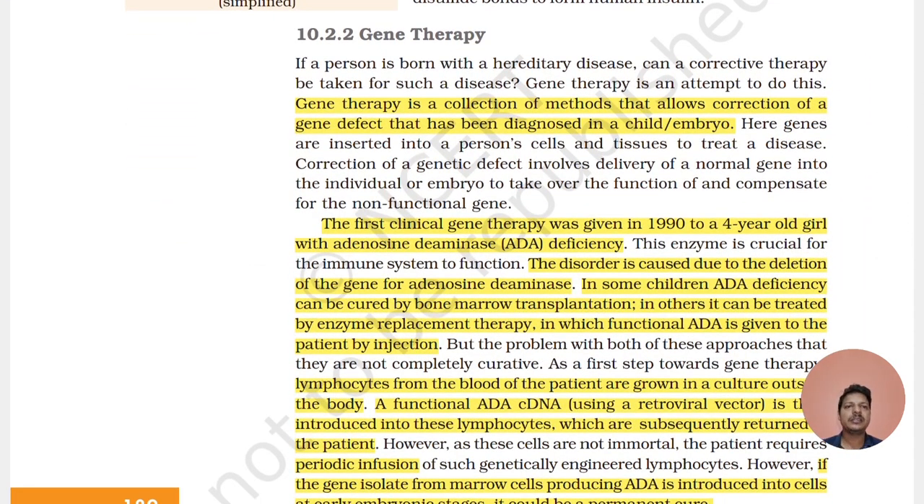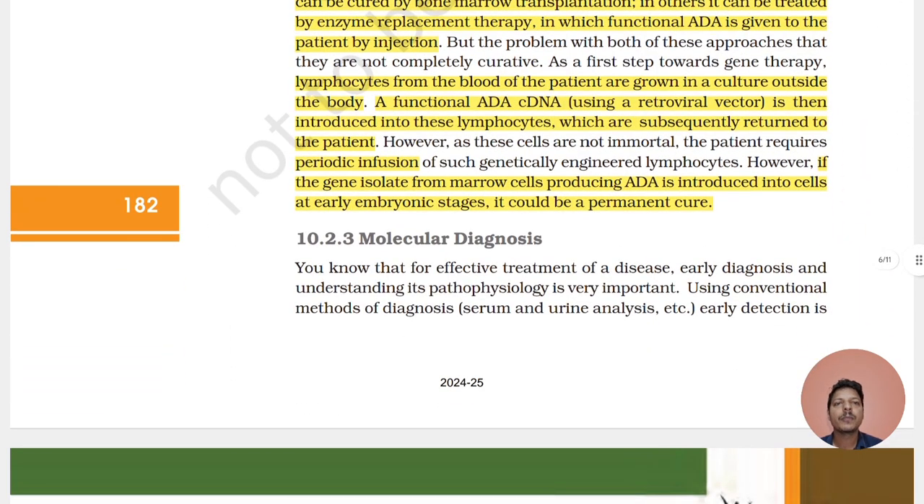Gene therapy is a collection of methods that allows correction of a gene defect that has been diagnosed in a child or embryo. The first clinical gene therapy was given in 1990 to a 4-year-old girl with adenosine deaminase deficiency. This disorder is caused due to the deletion of the gene for adenosine deaminase. In some children, ADA deficiency can be cured by bone marrow transplantation. In others, it can be treated by enzyme replacement therapy, in which functional ADA is given to patients by injection.